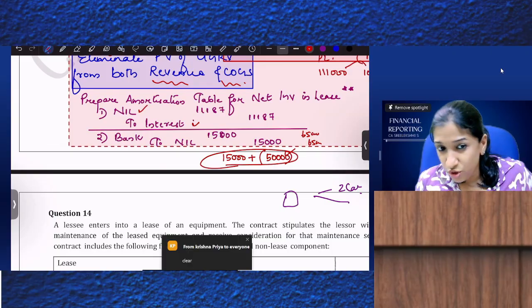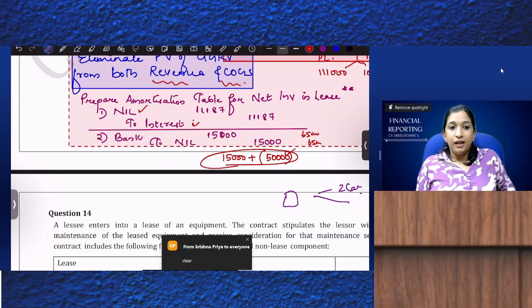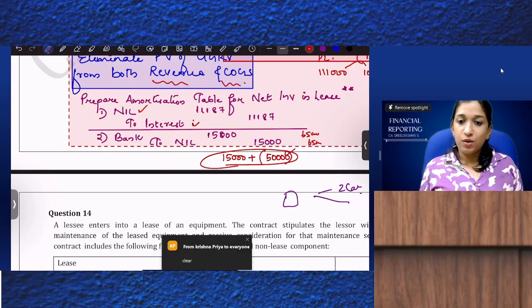This is the accounting in the books of the lessor.